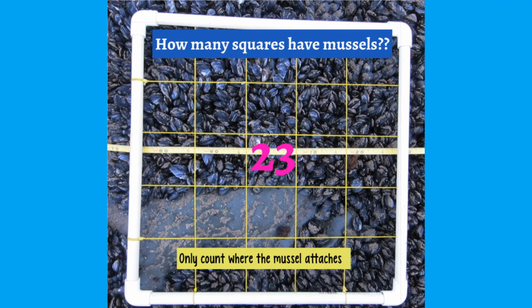If you counted the correct number of squares where mussels are attached, give yourself a pat on the back. You just collected data the same way a scientist does.